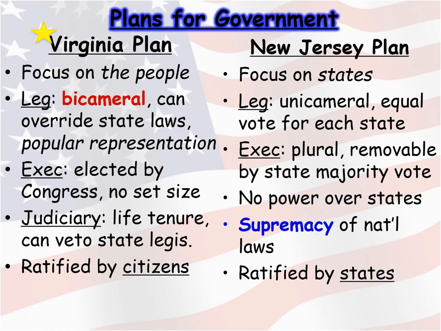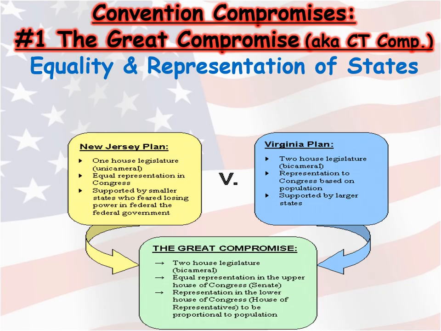So William Paterson didn't get what he wanted in many cases, but he got the Senate, right? What did Edmund Randolph and James Madison get from the legislative branch that they wanted? A bicameral legislature. And what part of the bicameral legislature? House of Representatives. Very good.